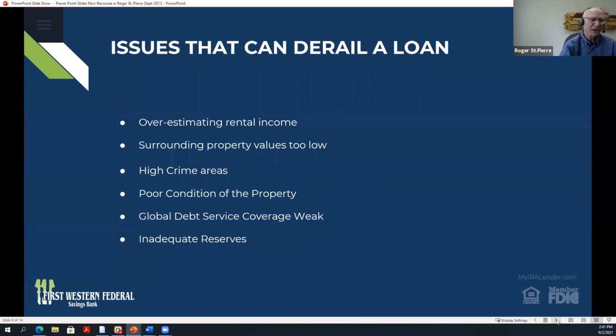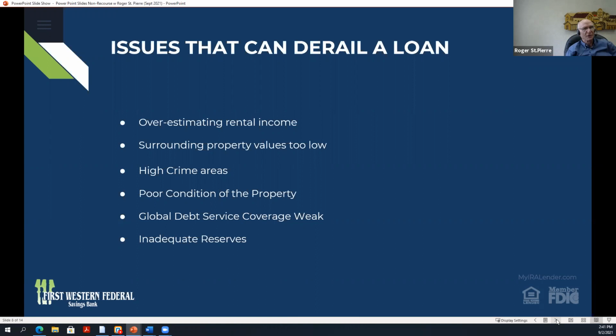So we look at surrounding sales, and if surrounding sales are well below what this subject property is, we may say, look, we're either going to pass, or you put more than 40% down. We might say you put 60% down to get that loan down to where the value is where the other homes in the neighborhood are. High crime, you can fix up a roof, but you can't fix crime.